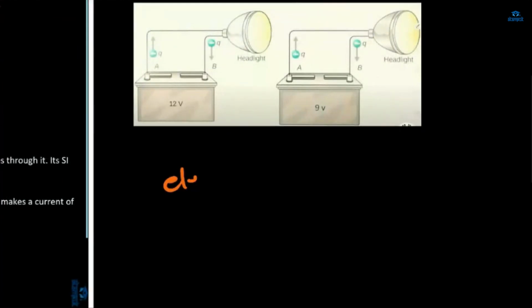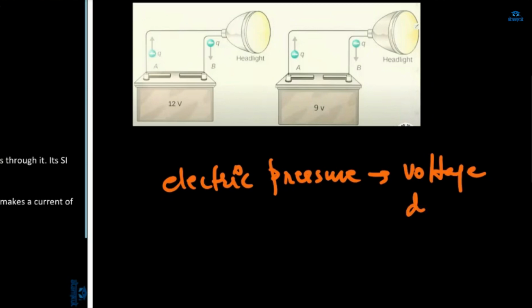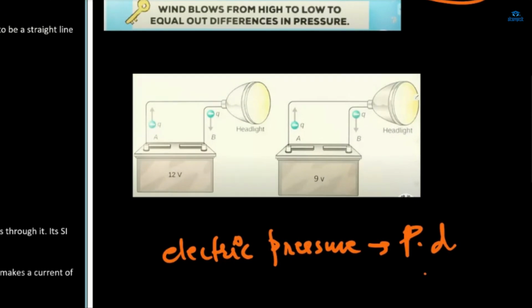Electric pressure means, now that the circuit has come into the picture, voltage difference, potential difference. You can say potential difference. Okay, in the world of electricity, we say electric pressure as potential difference. Now tell me, here we have two circuits. Okay, this circuit and this circuit. Now in the first circuit you are given 12 volts.